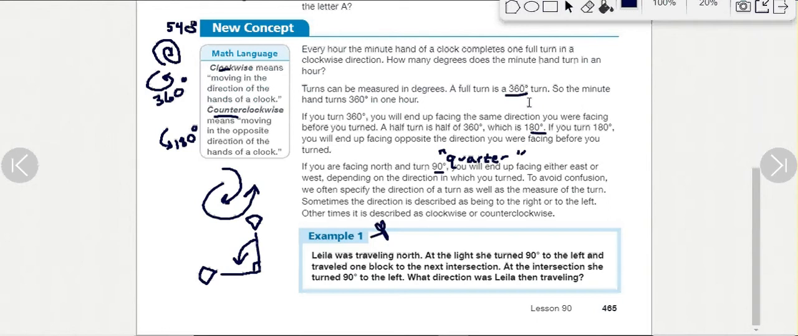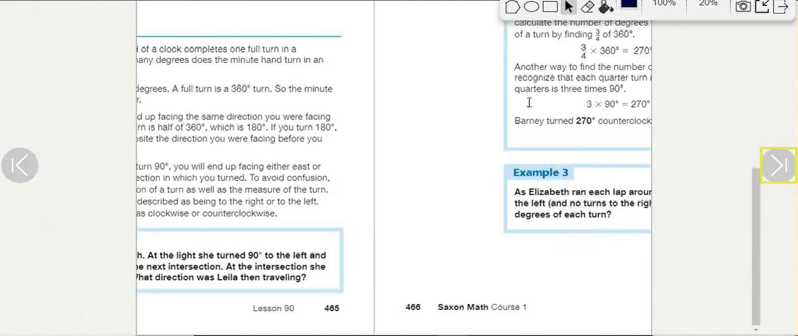Example 1 says Leela was traveling north. At the light, she turned 90 degrees to the left, right? 90 degrees. And traveled 1 block to the next intersection. And then at that intersection, she turned 90 degrees to the left. Another 90 degrees. What direction is she traveling now? Well, this was north. She went west. She kept turning left, so now she's going south. Okay, so drawing a picture may help you with these, at least early on, if you can't keep it all straight in your head.